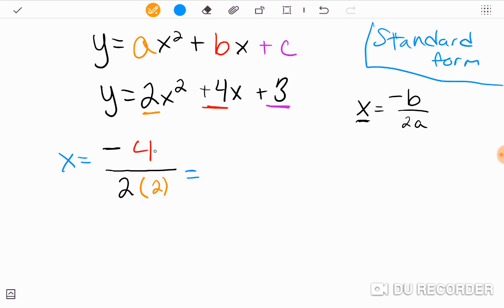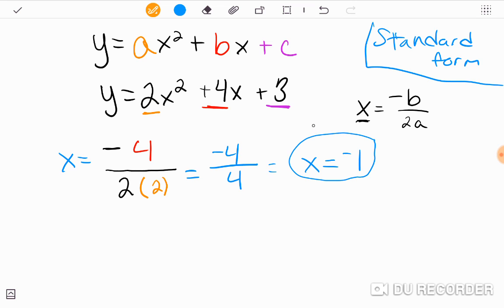So, negative 4, there's nothing I have to do with that, over 2 times 2, which is a positive 4. Negative 4 divided by 4, that means x equals negative 1. I now have the x value of my vertex. Now remember, it's only the x value. We still need to solve for the y value.